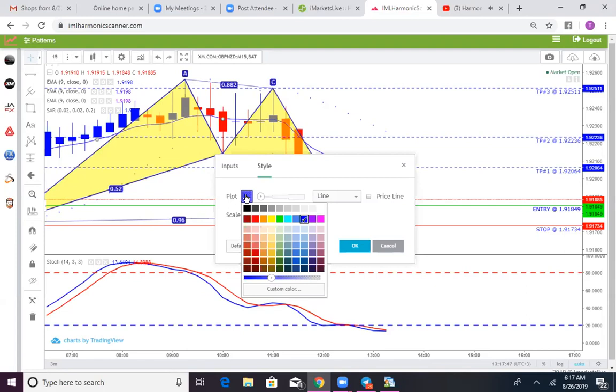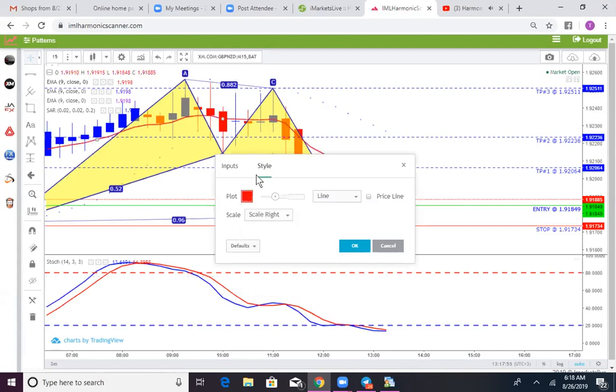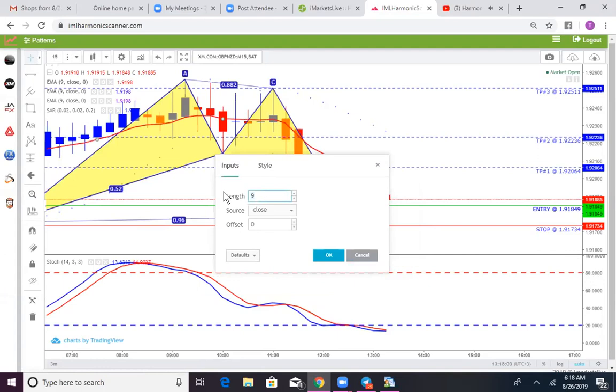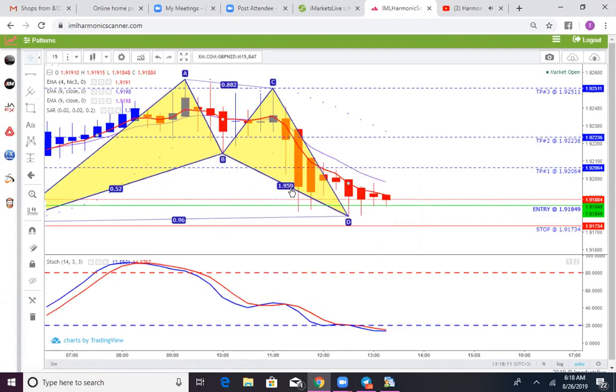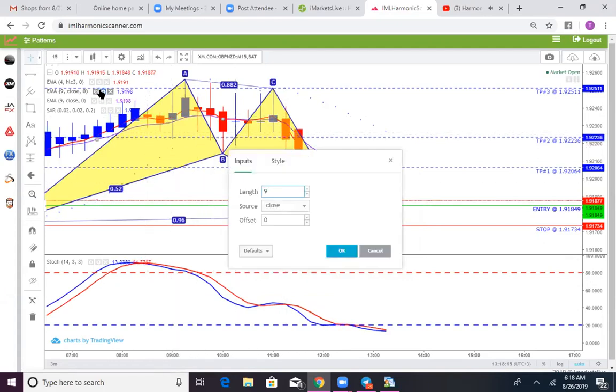Now the 4 is red. I make my lines a little bit thicker just so I can see nice and clear. Input 4. Source, apply to HLC3. I just like that. I learned it from Manny, and it works for me. Manny is a harmonic scanner educator.